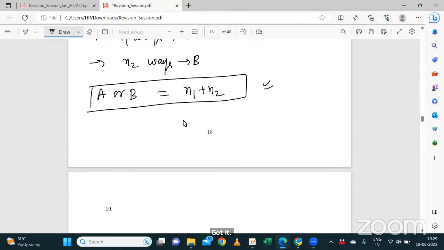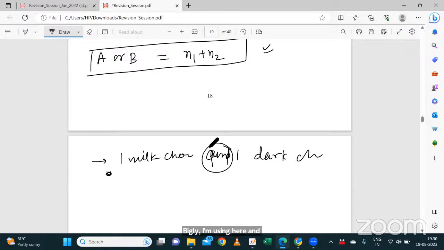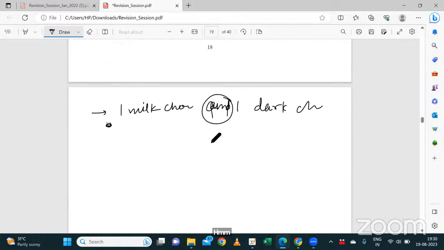Now, let me manipulate the scenario. Suppose you can purchase one milk chocolate and one dark chocolate. Be clear with the terminology I'm using here: "and". In how many ways can you purchase one milk chocolate and one dark chocolate? 12 ways, right? Why? If there is an "and", that means we have to multiply.